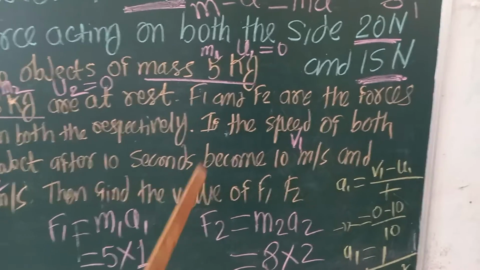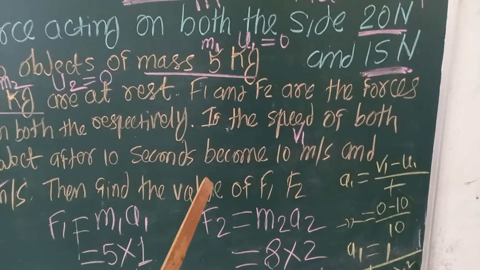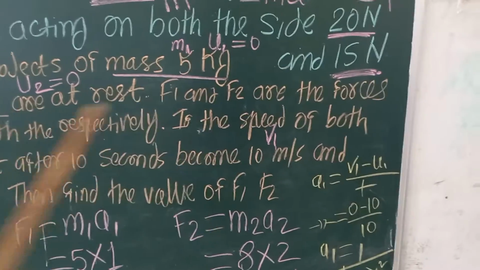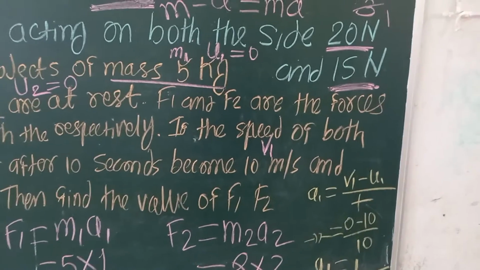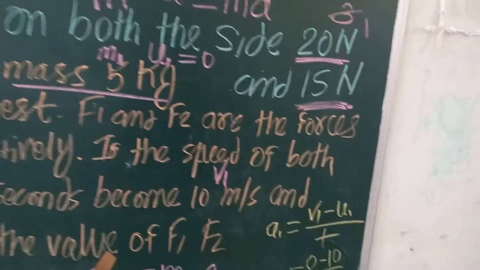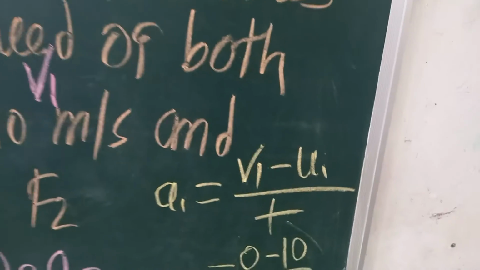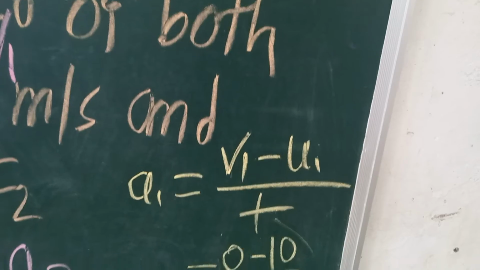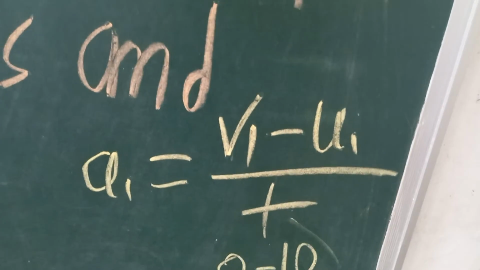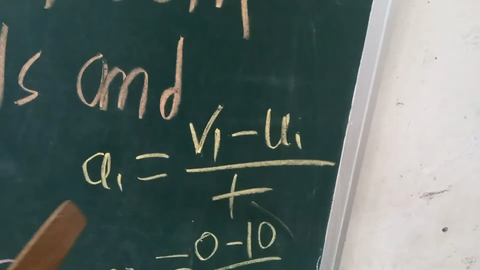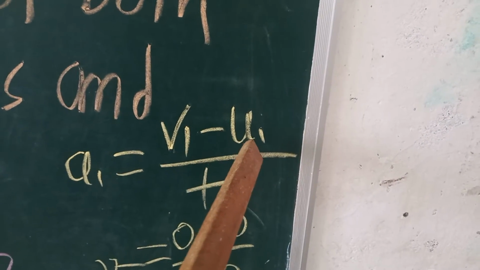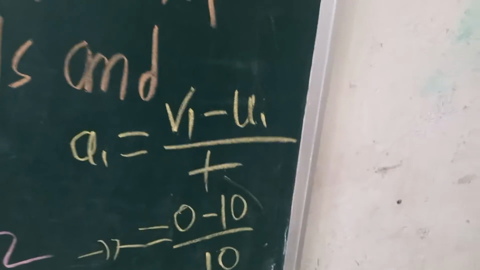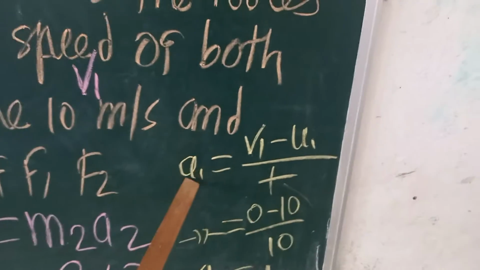The most important thing in this problem is that force is asked, but we can calculate the force only after getting acceleration. Is acceleration given here? No. So how to calculate the acceleration? The formula is A is equal to V minus U upon T. For the first condition, A1 is equal to V1 minus U1 upon T. And the same we can use for A2: V2 minus U2 upon T.